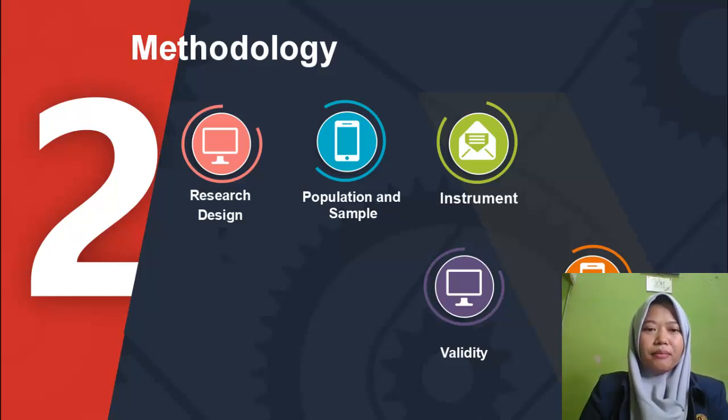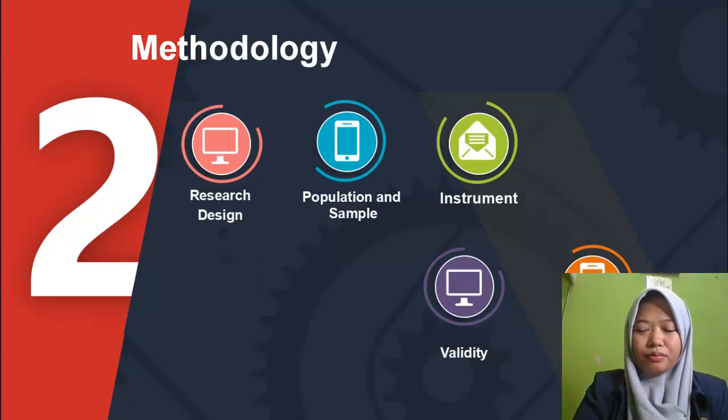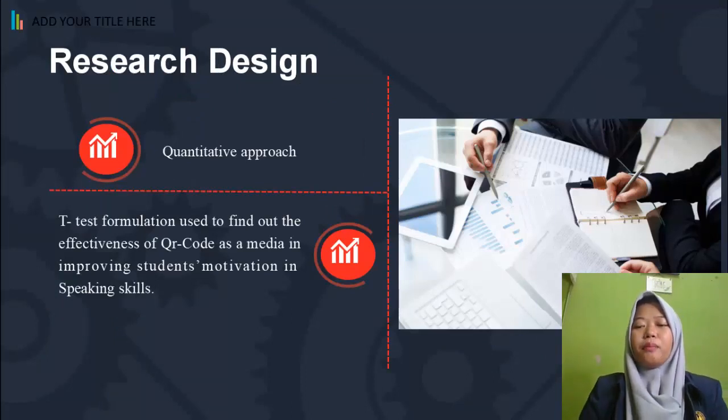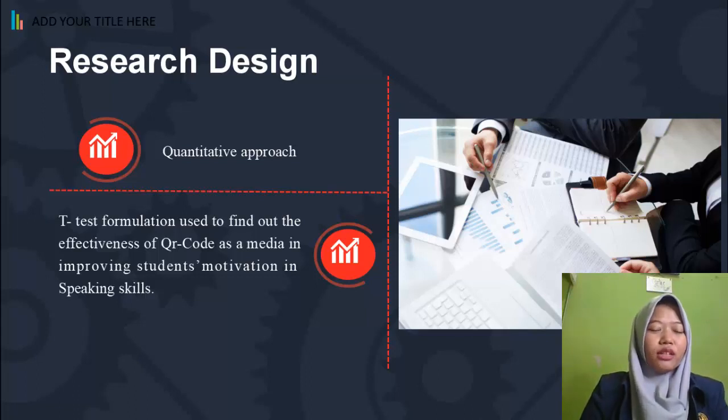Then, next, methodology. In methodology, there are 5 points to be discussed. First is research design, then population and sample, instrument, validity, and also reliability test. Research design. In this research, the researcher employed a quantitative approach, and the test formulation was used to find out the effectiveness of QR code as a media in improving student motivation in speaking skills.